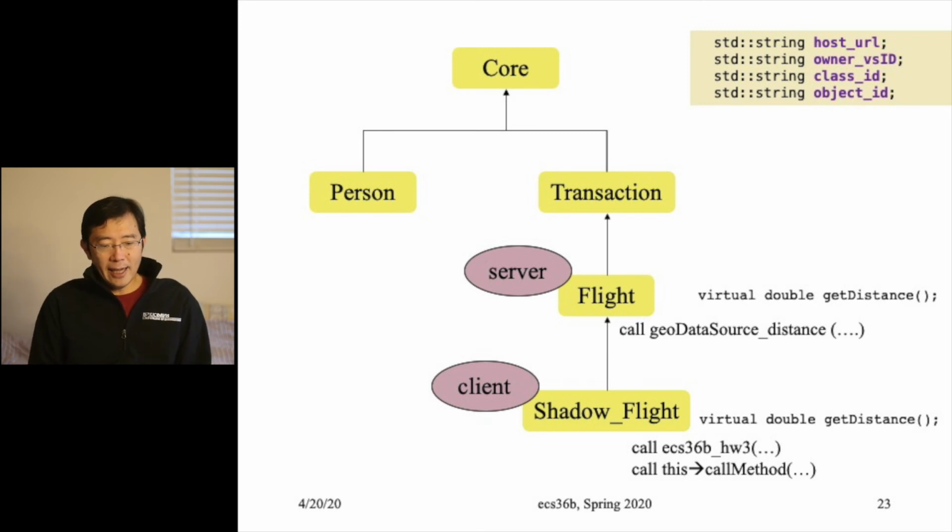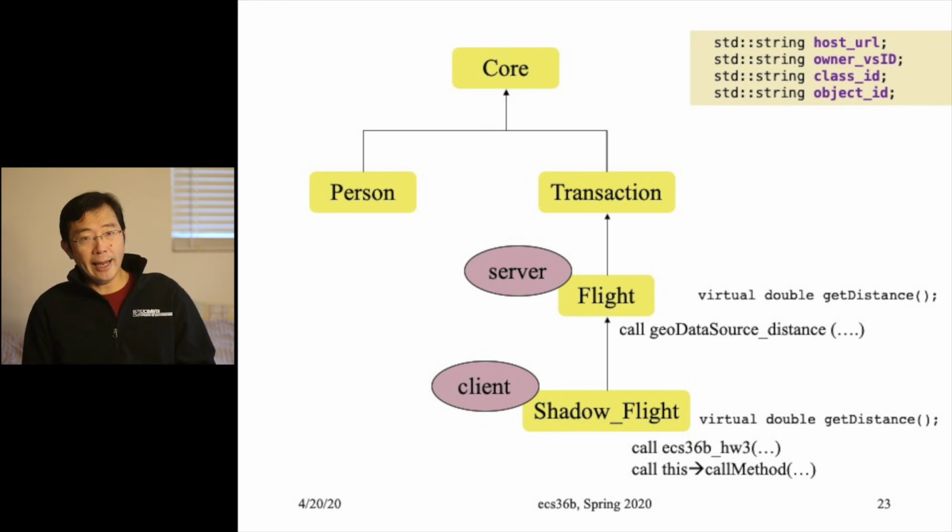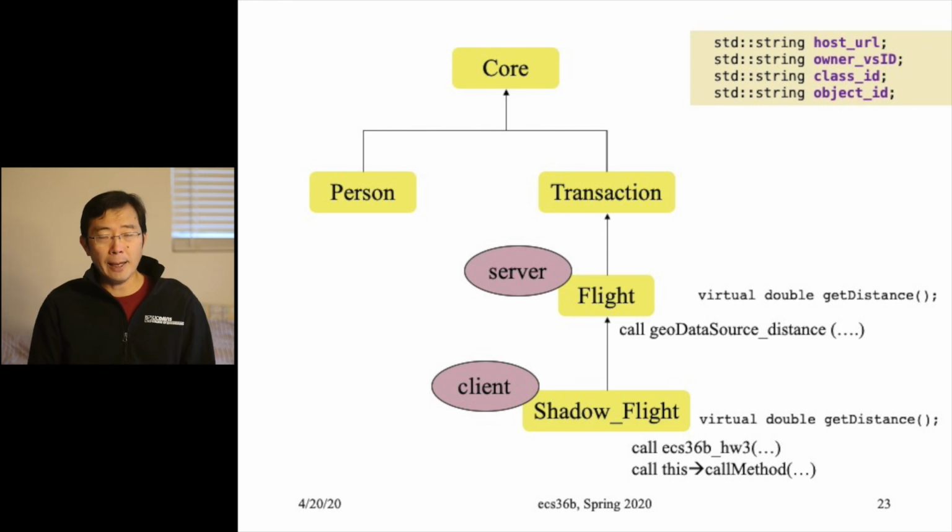Now we have core on the top of the class hierarchy. Both person and transaction inherit from core, and fly inherits from transaction, and now we have a Shadowfly that inherits from fly as well. For the server part, you just need to use fly because the server is not a shadow object. You don't need to deal with the Shadowfly, while the client needs to interact with the Shadowfly.